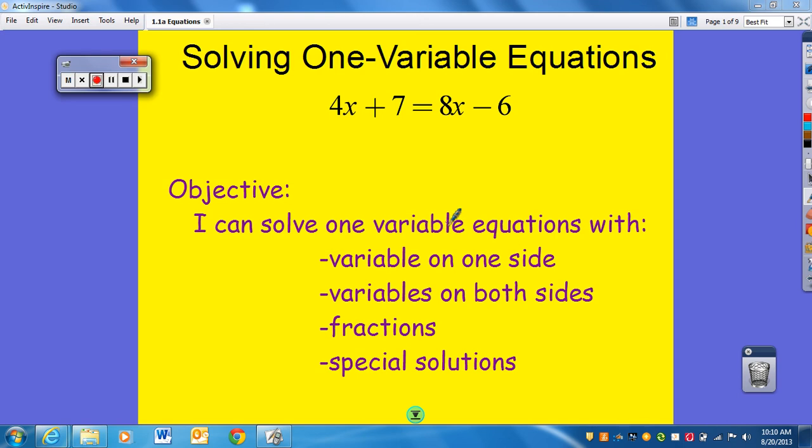In this video, we are going to solve one-variable equations. Our objective today is to solve one-variable equations with variable on one side, variables on both sides. Some of these may include fractions and also some special solutions. Remember, at any time you can pause or rewind the video to watch something again, and please make sure that you now have the objective written in the objective section of your note sheet.